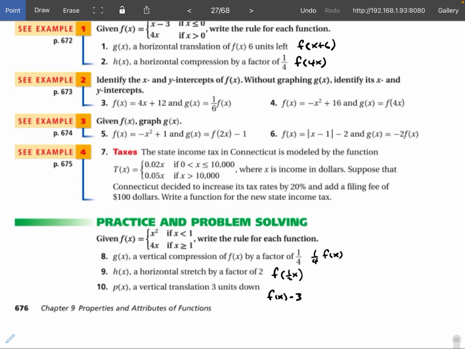All right? I think that's all the hints you're going to need there. So the only two that you don't have to change the domains on are number 8 and number 10.